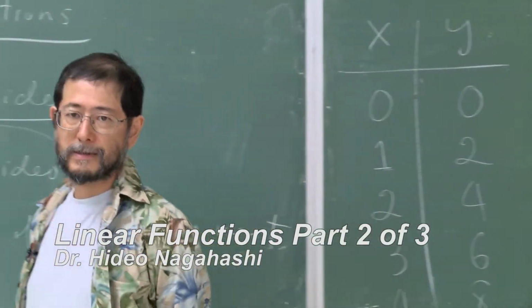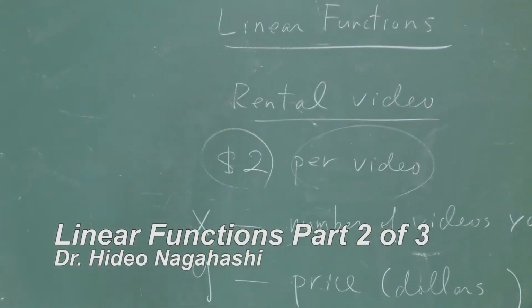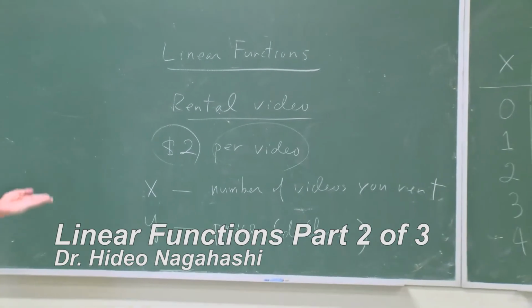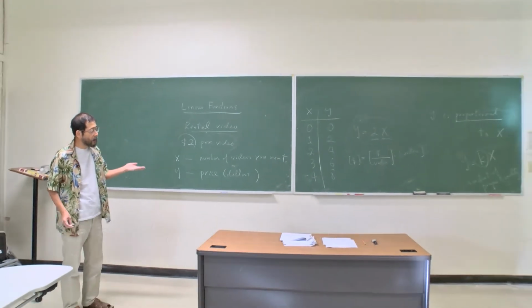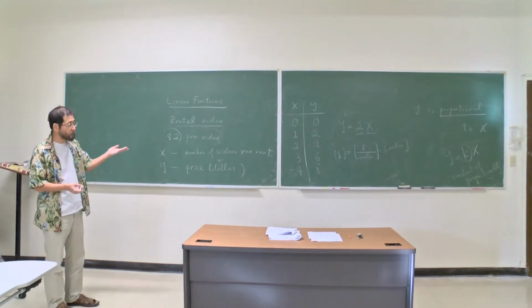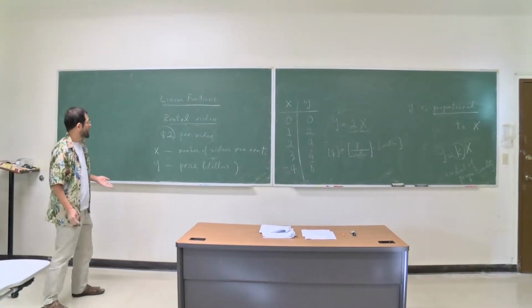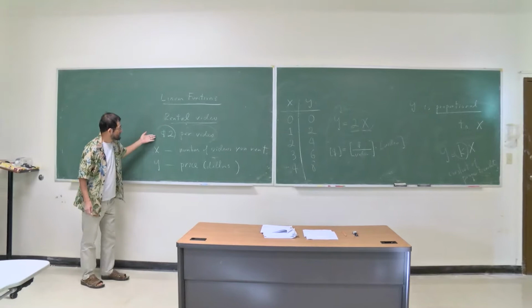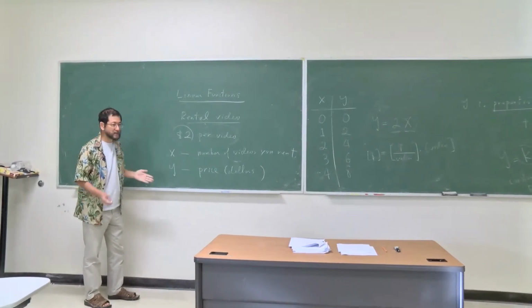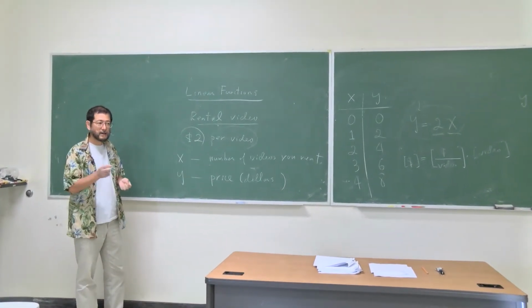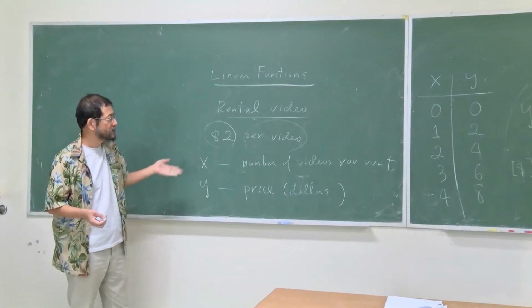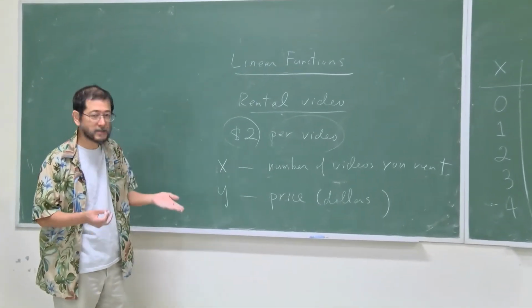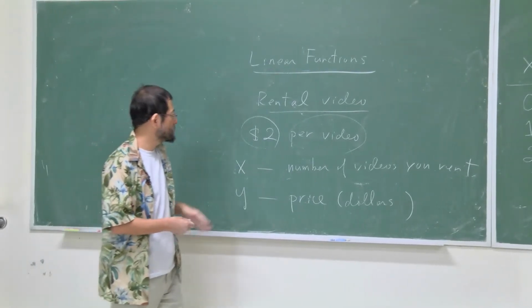Okay. So we just look at the simplest example of linear functions. So now I want to make it a little more complicated here. Suppose this store charges a membership fee on top of the video price. Then let's see how the situation is going to change.